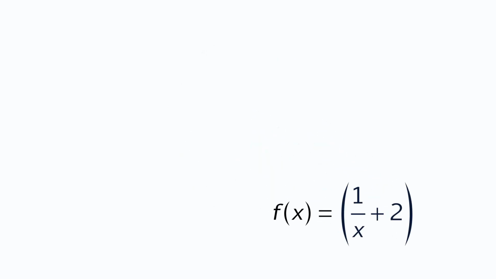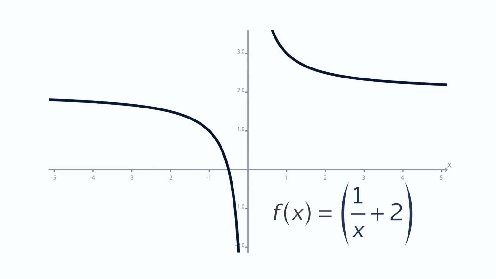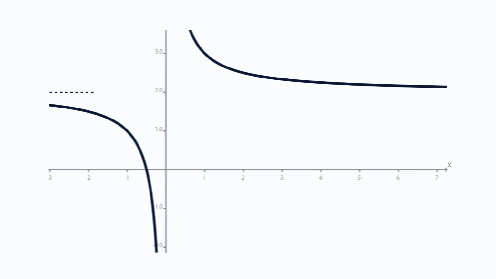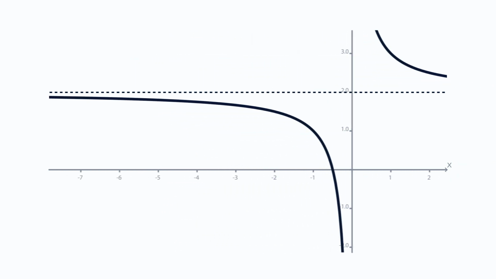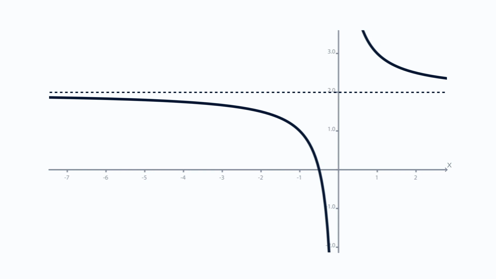Let's consider one more example. The function f of x equals 1 over x plus 2. The graph looks like this. As x goes to plus infinity, you see that the function approaches 2. On the other hand, as x goes to minus infinity, the function also approaches 2.